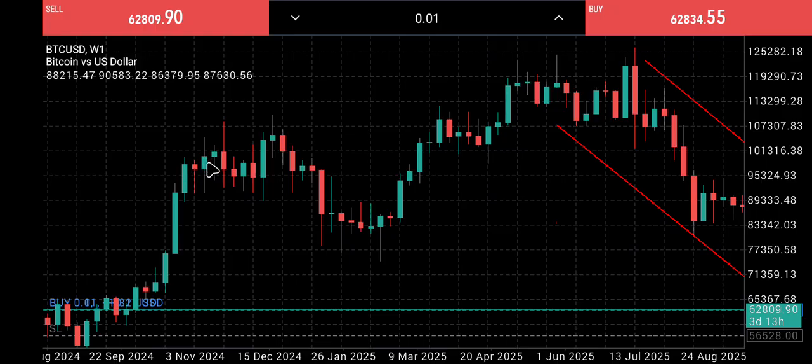So sellers didn't win this war. Even buyers didn't win this war. Nobody won this war, guys. That's why we are having a body in the middle of this swing high and swing low. So that's the story behind the formation of this candlestick. That is the psychology behind the formation of this candlestick. So we normally call it a doji candle.